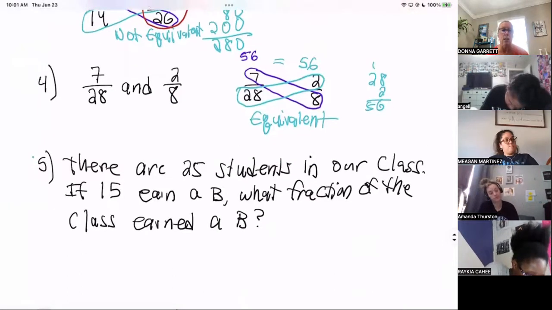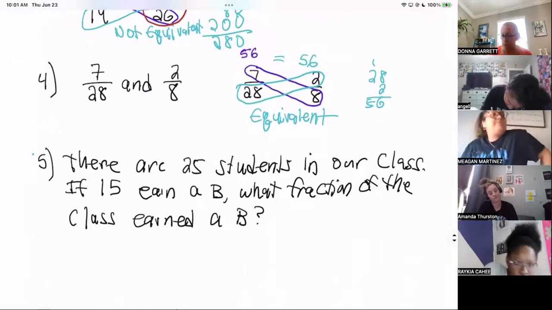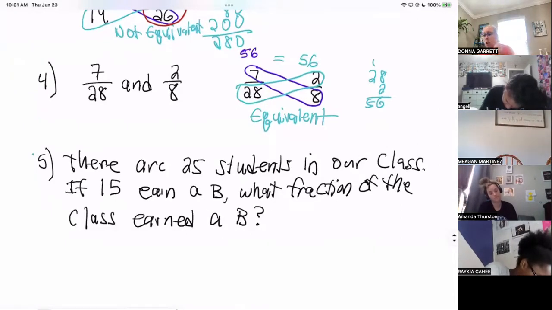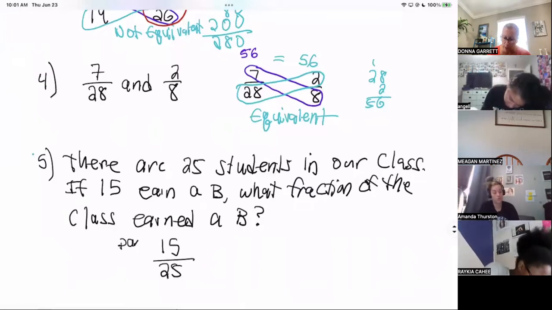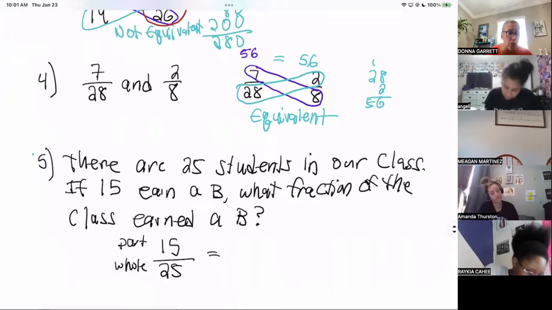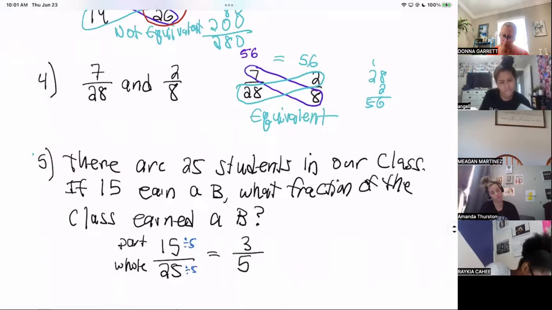Sometimes fractions can tell us a lot of things, versus just being a fraction. So if 15 people out of 25 earn a B, how much is that? So 15 students out of 25. That's your part out of the whole. In order to answer this question, though, it has to be in simplest form. And this is not in simplest form because I can divide both of them by 5. Divide by 5, divide by 5. I get 3 over 5.